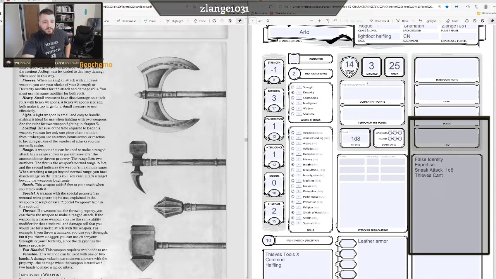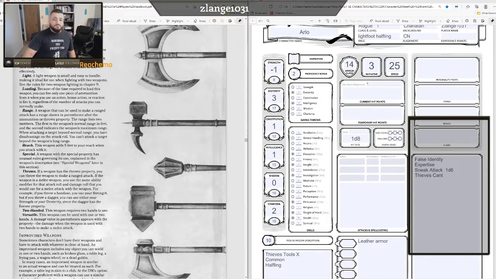Loading. Because of the time required to load this weapon, you can fire only one piece of ammunition from it when you use an action, bonus action, or reaction to fire, regardless of the number of attacks you can make. So normally, a lot of martial classes can attack multiple times in a round. If they're using a ranged weapon with a loading property, it does not matter how many times they're allowed to attack per action. They can only do it once because of loading. That's usually on your heavy crossbows. Range. Obviously, it's a ranged weapon.